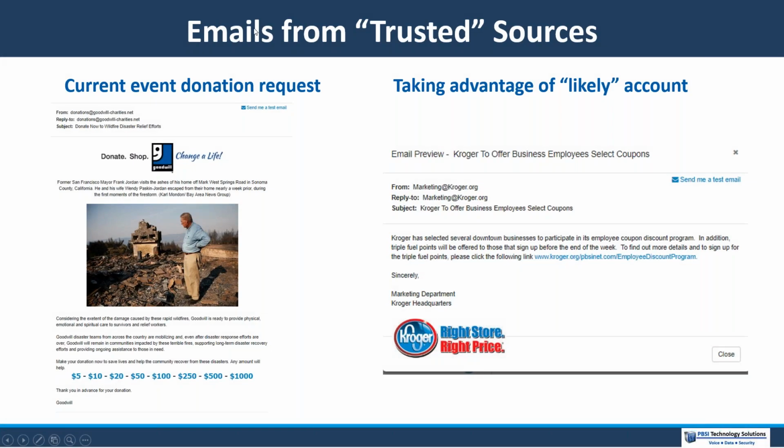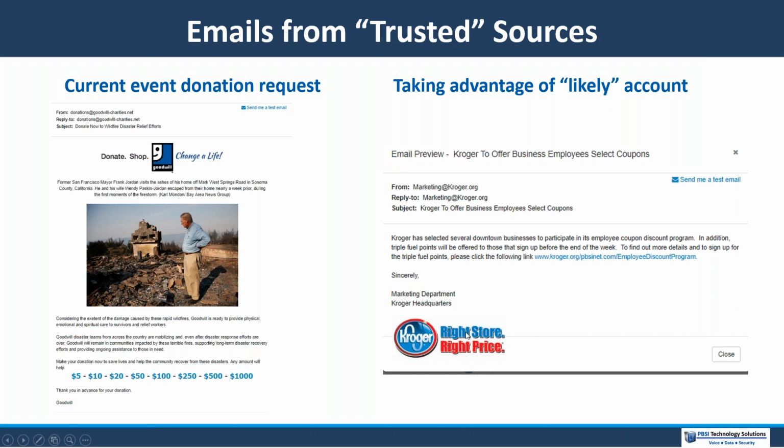Emails from trusted sources. This is commonly used. So here is donate to Goodwill. Make it real easy. Just click on one of these amounts and you make your donation. This was right after a disaster happened. This was a bad email. Would have captured my information and sent my payment to the wrong place.